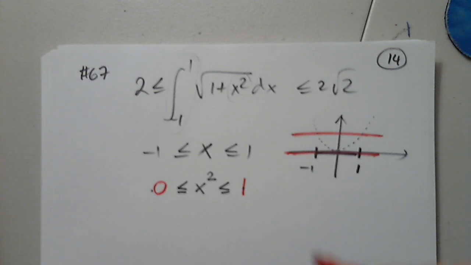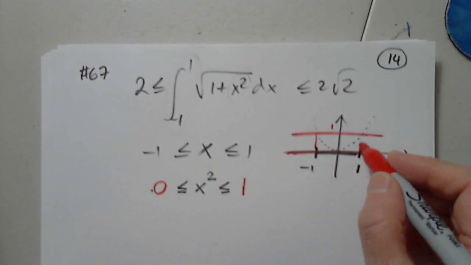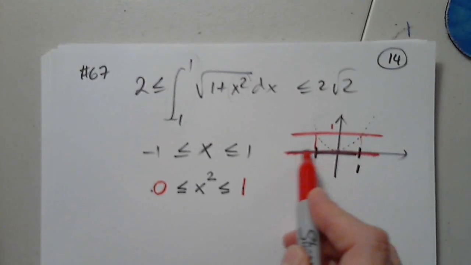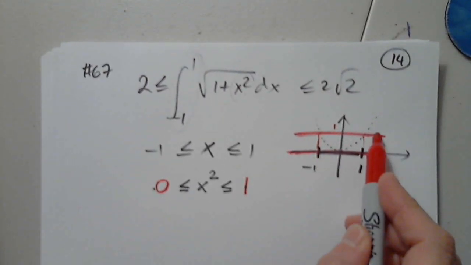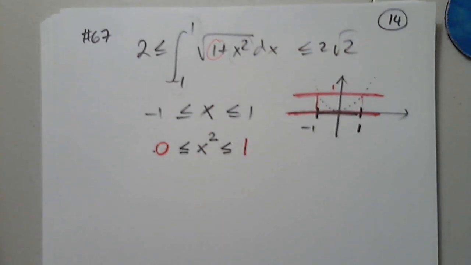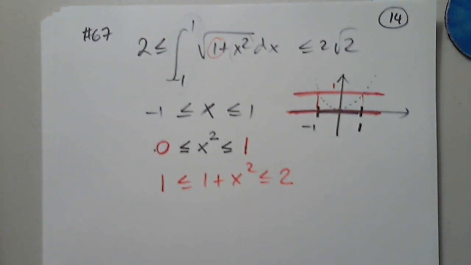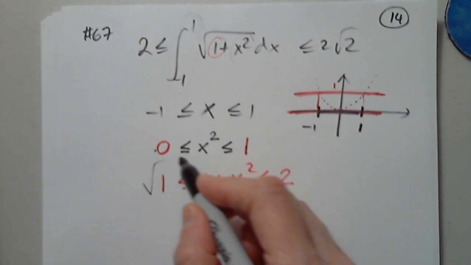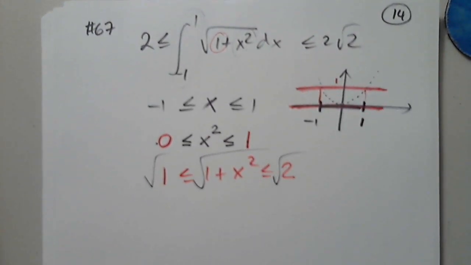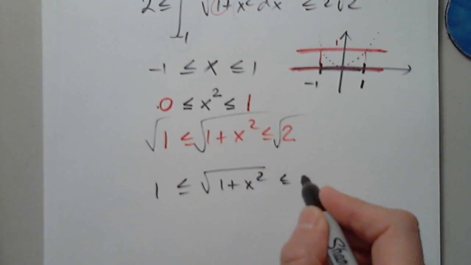Exactly. So when x is -1, the y value is 1. When x is 1, the y value is 1, but it starts at 0 to 1. Now, of course, we want to add 1 to all three sides. And now we want to take the square root. It's positive, everything is increasing, everything is safe. So 1 is less than or equal to the square root of 1 plus x squared, less than or equal to the square root of 2.